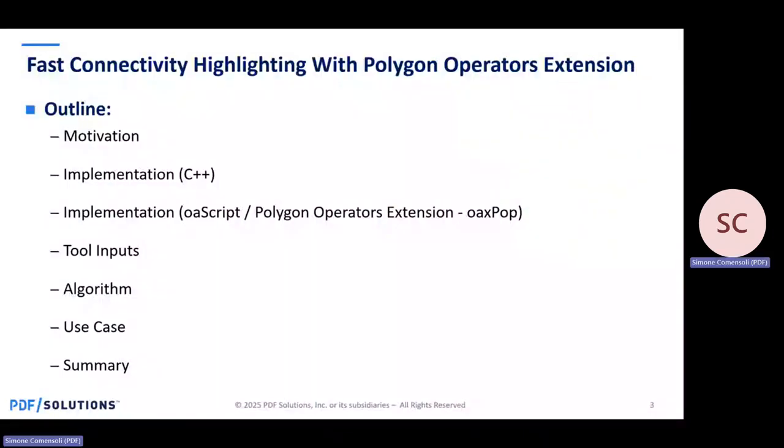Over the presentation, we'll look at why tracking connectivity is critical in modern physical design. Then I'll show the key points of the C++ implementation, and I'll briefly show how it could now be easily implemented using OpenAccess and OXPOP. After that, we'll review the tool inputs, the core algorithm, and we'll look at a real-world use case. And finally, I'll summarize the results. But let's get started now with the motivation behind this tool.